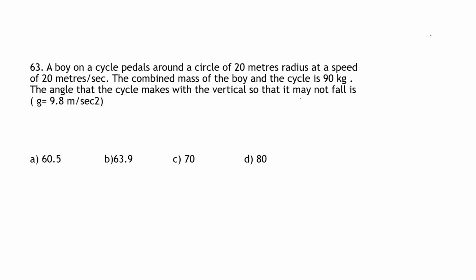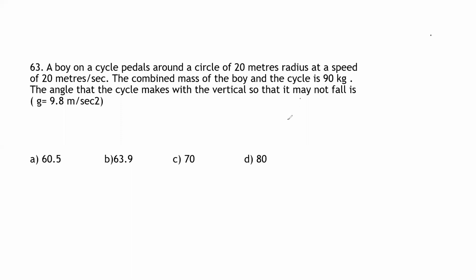A boy on a cycle pedals around a circle of 20 meters radius at a speed of 20 meters per second. The combined mass of the boy and the cycle is 90 kg. See here, a boy is pedaling a cycle in a circle of 20 meter radius. The radius of the circle is given. Then the speed with which the boy is moving is also given. It is 20 meters per second.